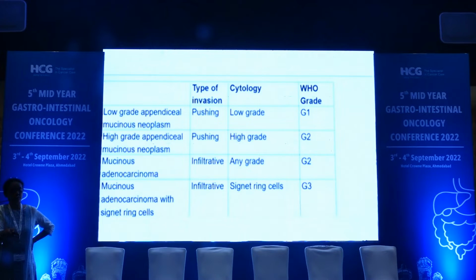This is just a broad category about how we divide different types of neoplasms in the appendix. WHO divides them into 3 grades. G1 is a low-grade appendiceal mucinous neoplasm. G2 and G3 are high-grade appendiceal mucinous neoplasms and mucinous adenocarcinoma. Mucinous adenocarcinoma has an infiltrative kind of an appearance, and signet ring cells, the moment you see signet ring cells, it becomes G3.